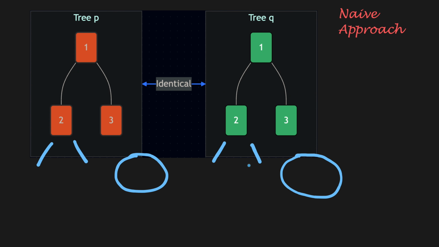And now that we have visited every node and every single comparison has passed, we can finally conclude that these two trees are identical. So to summarize, our recursive logic relies on three critical checks or base cases when comparing the two nodes in both the trees.